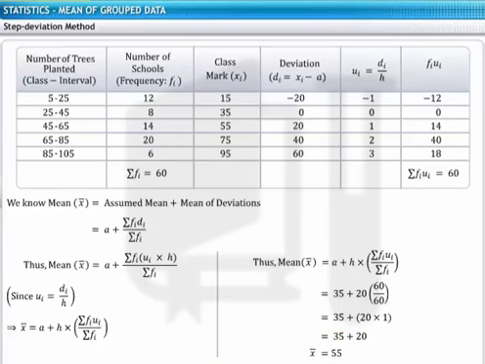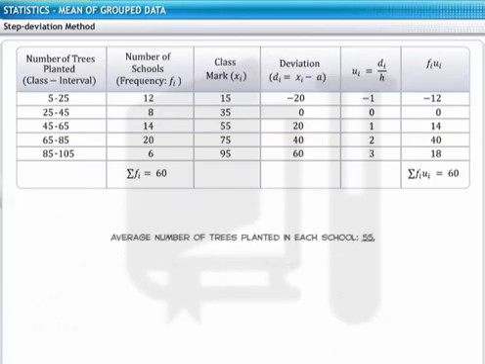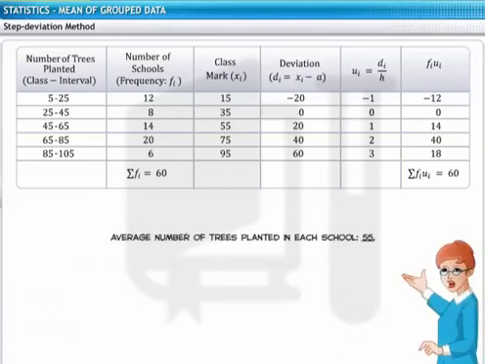we find that the mean of the given grouped data is 55. This method is called the step deviation method. It is also used to find the mean of grouped data. Thus, we see that the mean found using the step deviation method is in agreement with the value of the mean found using the assumed mean and the direct method.